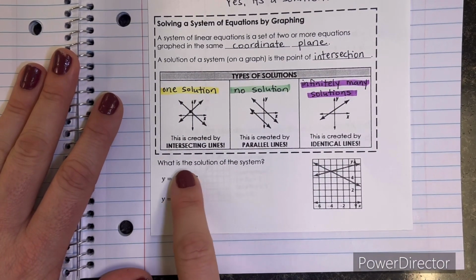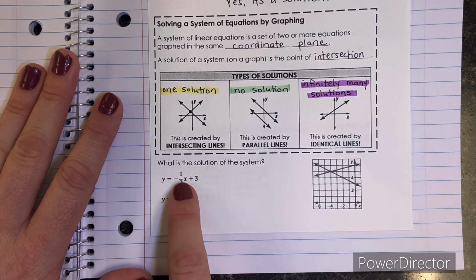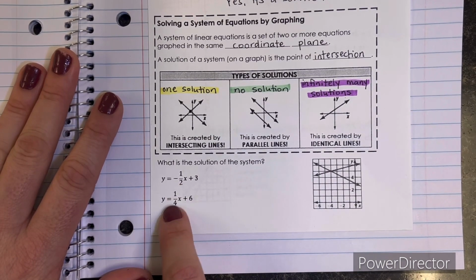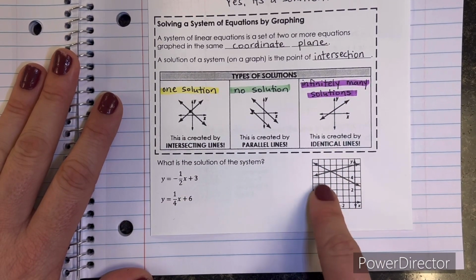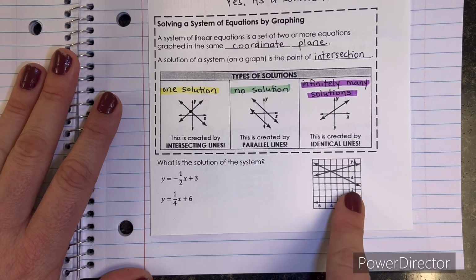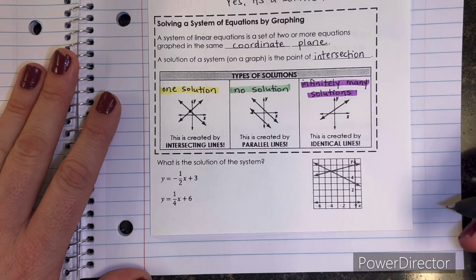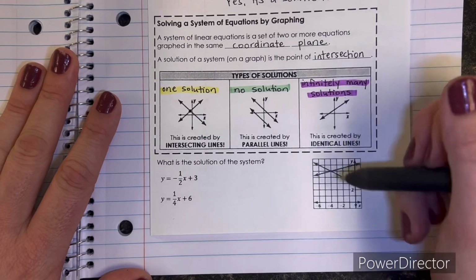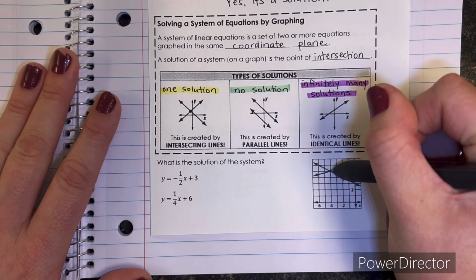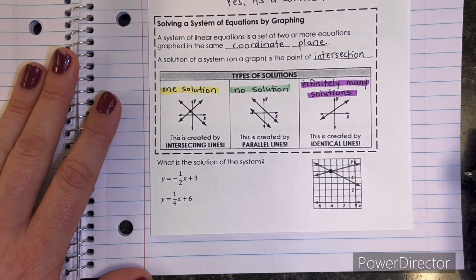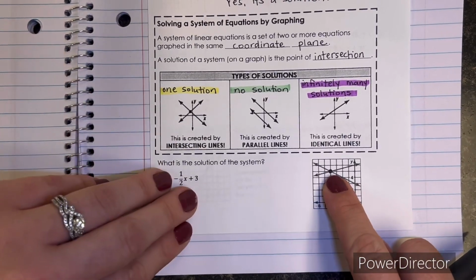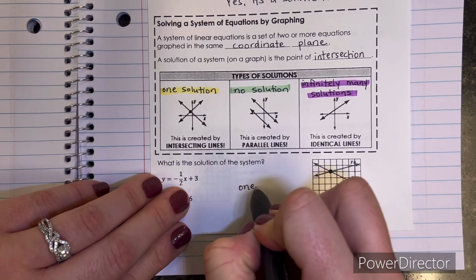Real quick, it just says, what is the solution of the system? So we have 2 lines right here, 2 equations. Here are their lines when graphed on the coordinate plane. So we've graphed 2 lines, and all we're looking for is where these 2 lines intersect. And so I'm just going to put in a dot where those 2 lines intersect. They intersect 1 time, so I'll write 1 solution.